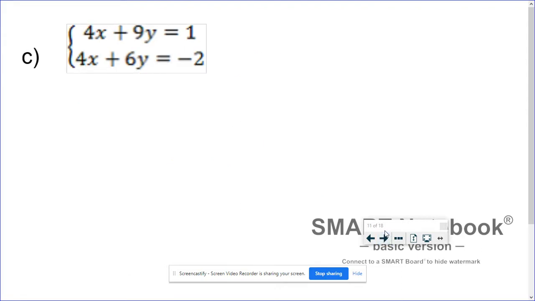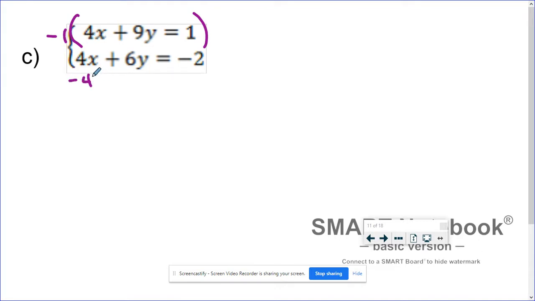Take a look at the next one. It's a little different, right? Because if I just add these together, nothing will eliminate. But if you notice 4x and 4x are the same, so that's what I typically do. Some teachers or some books will suggest subtracting. I think subtracting leads to errors. So what I'm going to do is multiply everything in here by negative 1 and rewrite it down here.